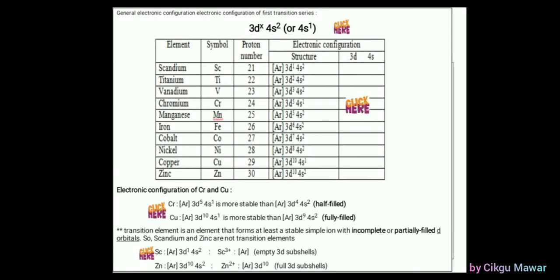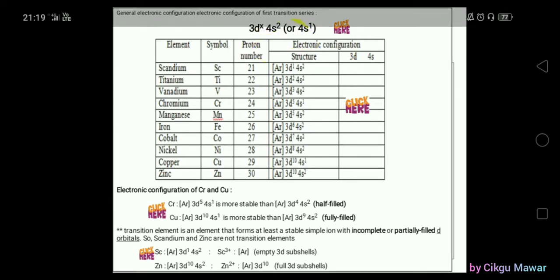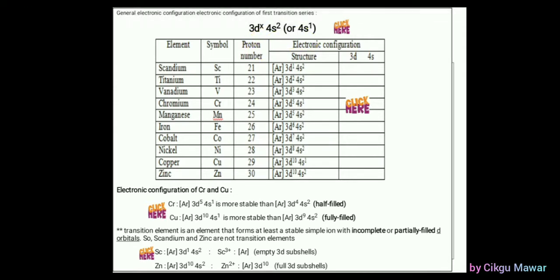For the general electronic configuration of first transition series, it is 3dx, 4s2 or 4s1. 3dx, x represents 1 until 10. So for the valence electronic configuration of first transition series, it is 3dx 4s2. Okay, we take a look at the video.